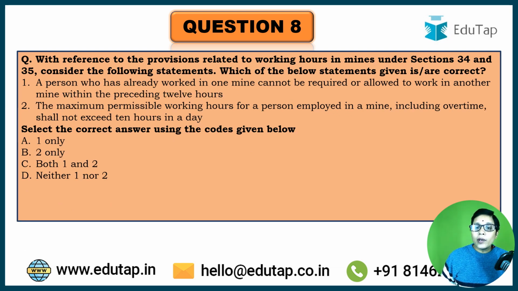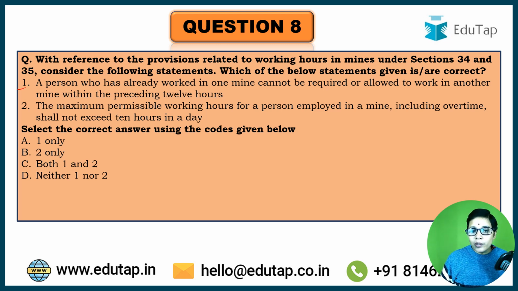So moving on to our next question. With reference to the provisions related to the working hours in mines under section 34 and 35, consider the following statements and you have to tell me which statement is correct. Now when we talk about section 34, it is a prohibition of employment of certain persons. ओके जो ऑलरेडी दूसरे जगह पे काम कर रहे हैं या फिर ऑलरेडी प्रीसीडिंग 12 आवर्स से वो काम कर रहे हैं माइन में, तो they are not allowed to be employed further. So that is, काम नहीं करवा सकते.